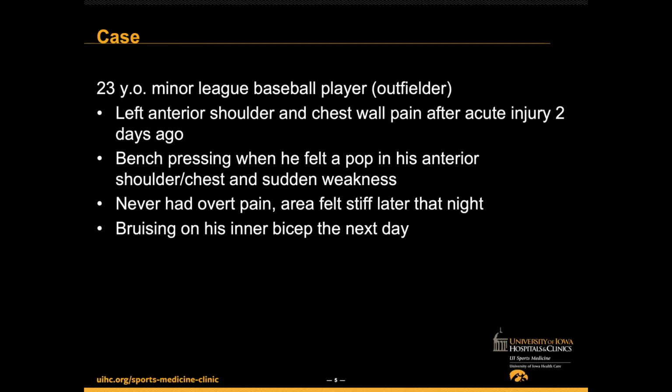And then the next morning he woke up and noticed some bruising on his inner bicep. He was a little nervous about what had happened and had been trying to test his strength, and it all seemed to be fairly intact. He hadn't found any overt weakness, and he didn't have any radiation of pain or any other associated symptoms.